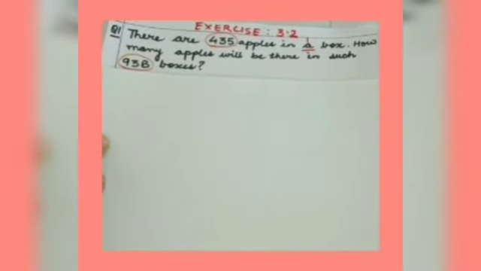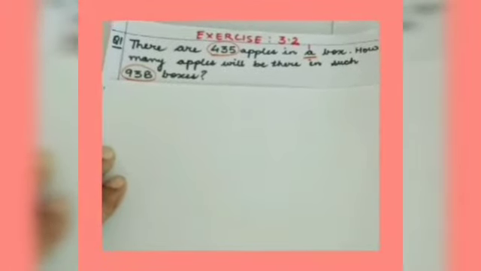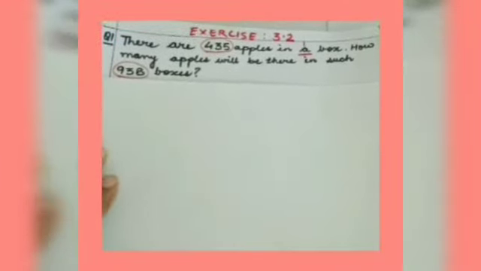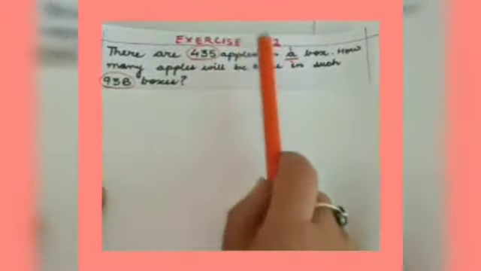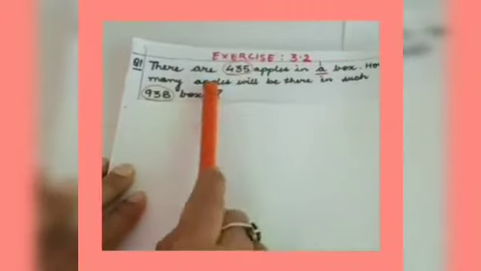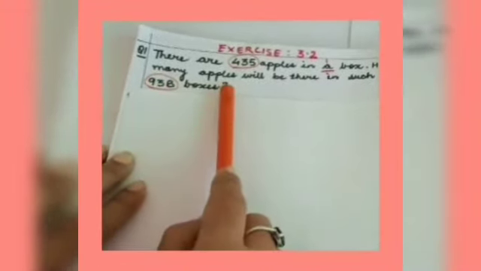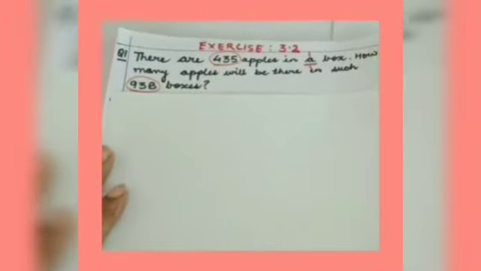Now let us start. Here the question is, there are 435 apples in a box. What do you mean by a box here? A here means one box. How many apples will be there in such 938 boxes? Now children, here the number of apples in one box has been given, and you have to find out how many apples will be there in a total of 938 boxes. Now here, according to the basics that you have learned earlier, if we know about 1 and we need to calculate about many, and the basic number is the same, there are two ways.